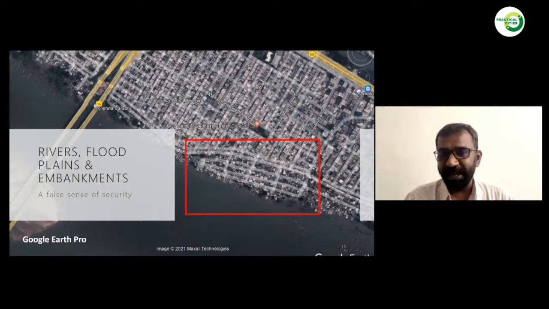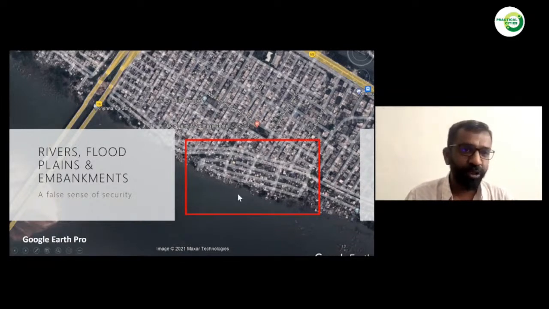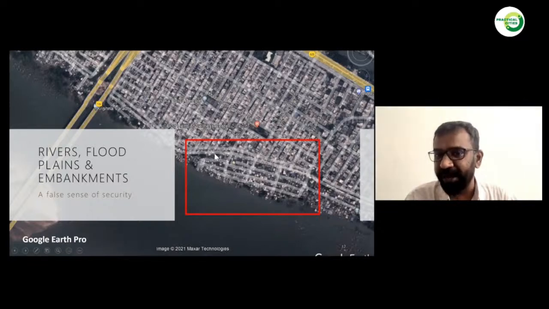Once they construct embankments within the floodplain, a false sense of security gets created, that we are in a very safe zone. Then they start investing more around that particular area. This is a picture from Vijayawada, along the Krishna River. The first embankment, on the top, was constructed when people started settling in the floodplain, to avoid people from getting affected.